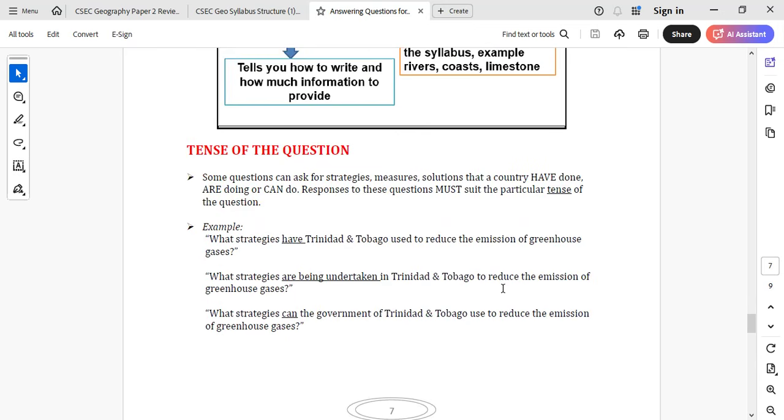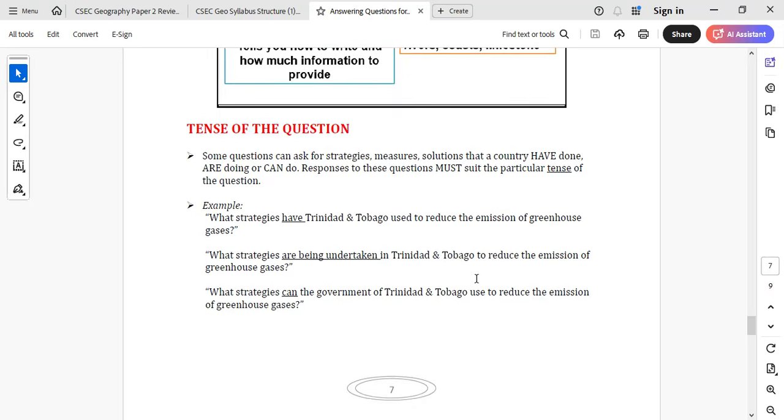Tense of the question is important, particularly with the human geography questions. Sometimes they may ask you what has been done, what is being done, what can be done. Answer to suit. If the question is what is being done or what has been done, it's a case study. It has to be an example of what has been done. If it's what could be done, then you could suggest plausible measures that could be used in the future. So you look at your tense.